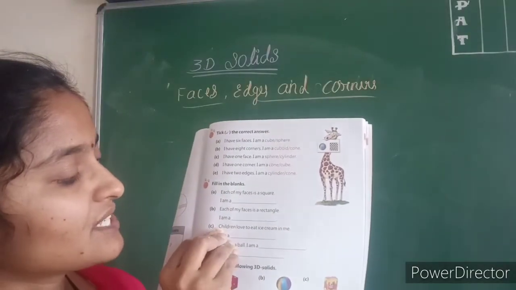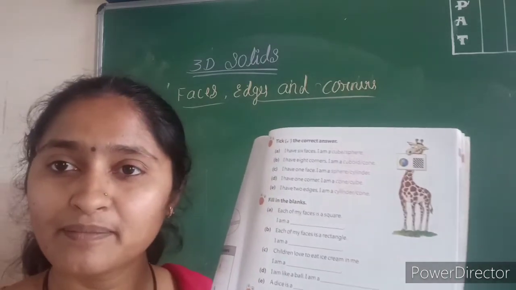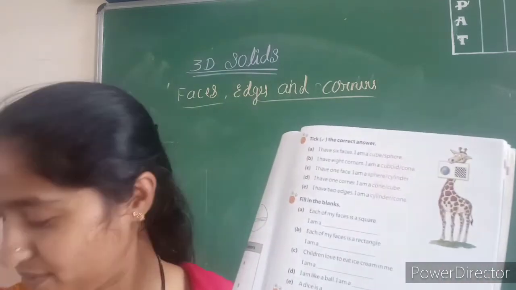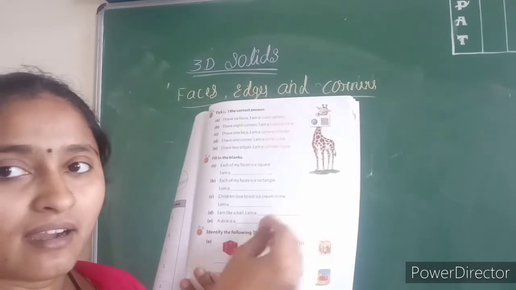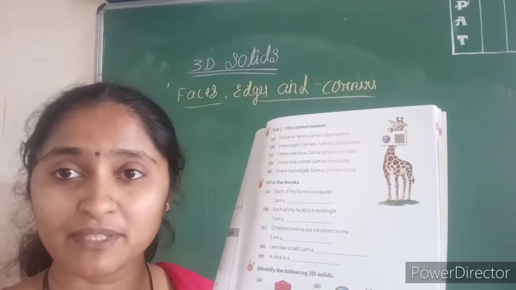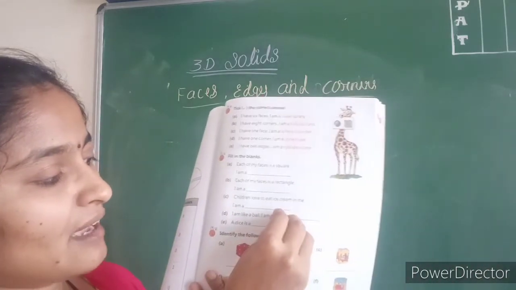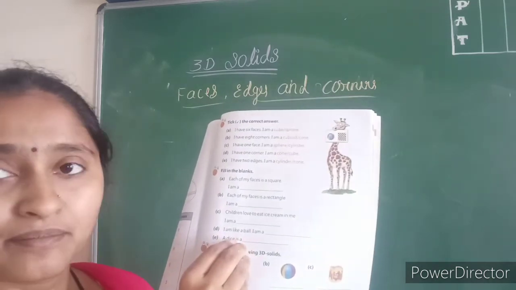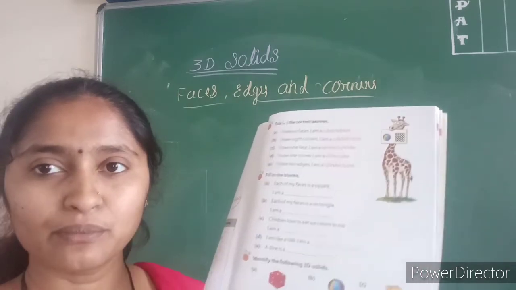Then here, children love to eat ice cream. In me, I am a very good cone. Then, I am like a ball. I am a dash. Which shape is like a ball? Very good. Sphere. I am a sphere. Right here, sphere. A dice is a dash. A dice is a cube. Dice is in cube shape. So we can write here cube.